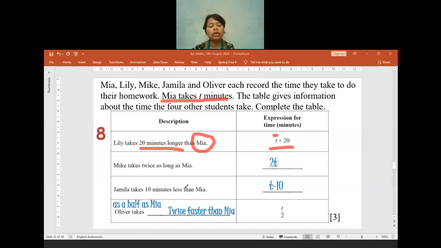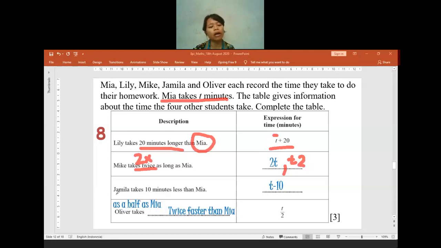And then for the next one, Mike takes twice as long as Mia. Twice means 2 times. And then Mia is T. So 2 times T, the answer will be 2T. Or you can write it as T2, something like this. This is also okay. Still correct, even though it's not a normal way we write an expression.